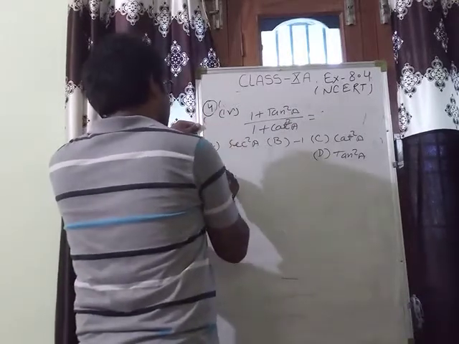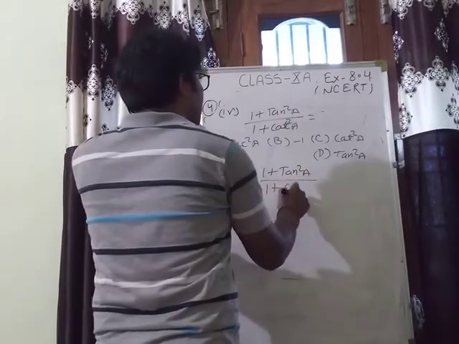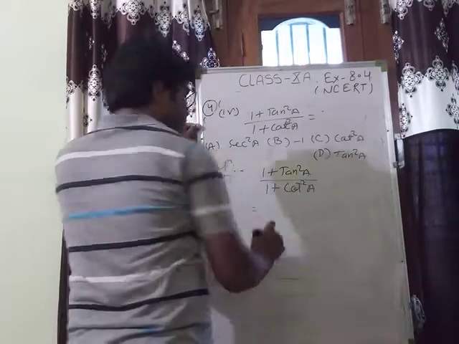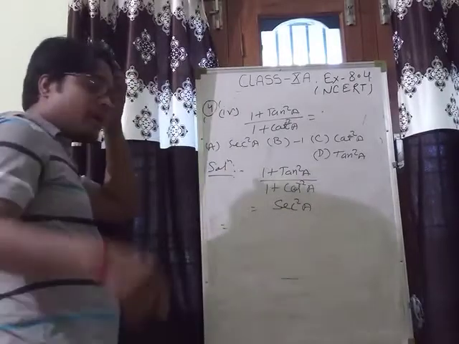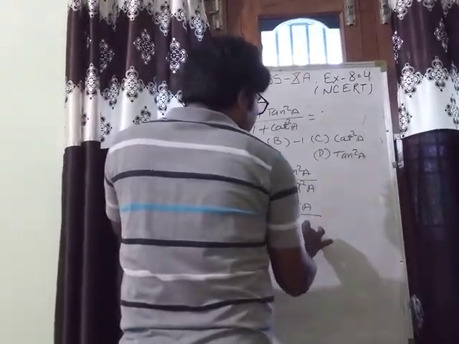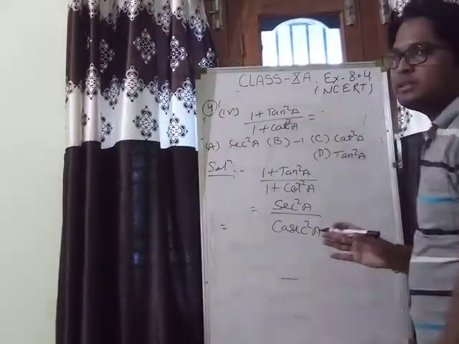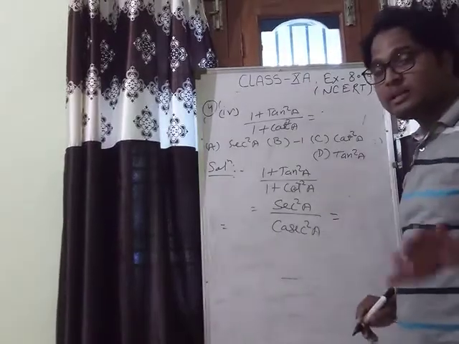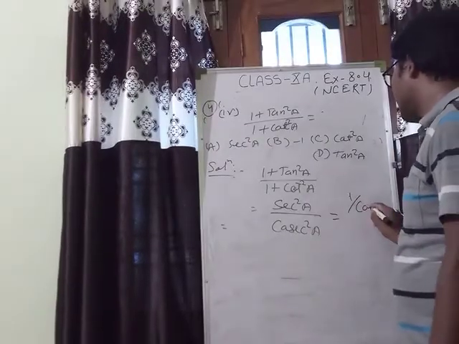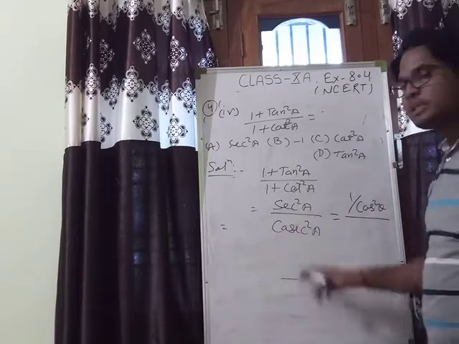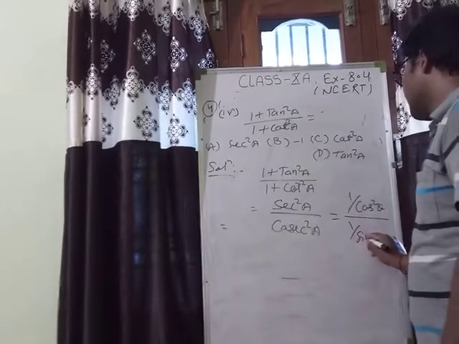See, solution. 1 plus tan square A upon 1 plus cot square A. Check your identities list. 1 plus tan square A is sec square A and 1 plus cot square A is cosec square A. Also sec theta is equal to 1 by cos theta, so sec square theta will be 1 by cos square theta. Cosec theta is equal to 1 by sin theta, so cosec square theta will be 1 by sin square theta.